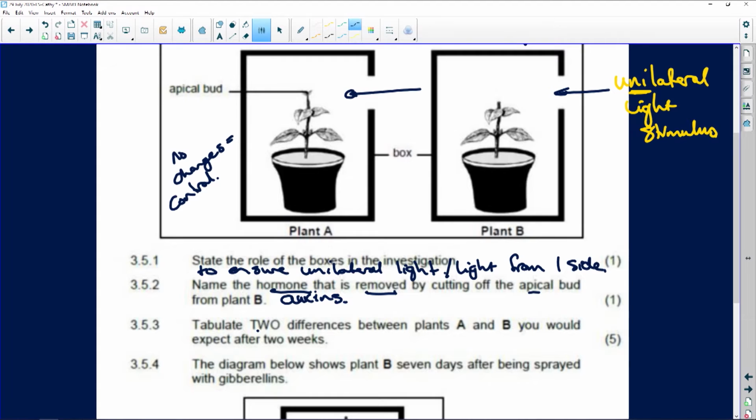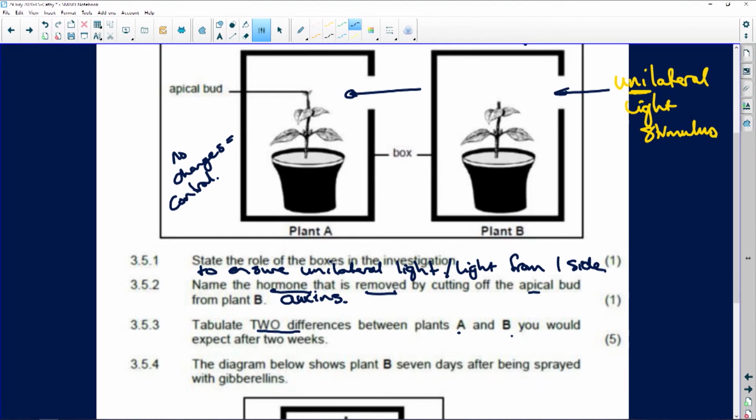Okay, tabulate two differences between plant A and B that you would expect after 2 weeks. I'm not going to tabulate it. Remember, when you're asked to tabulate, you have to write plant A, plant B, and you must compare the same things, and you must draw the table. And if you draw that little table and write the correct headings at the top, it's already a mark.